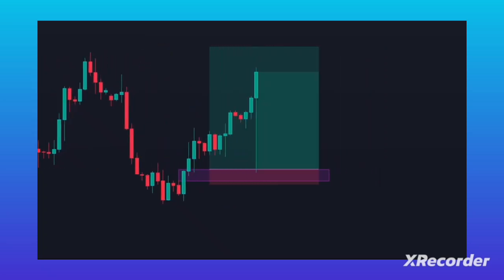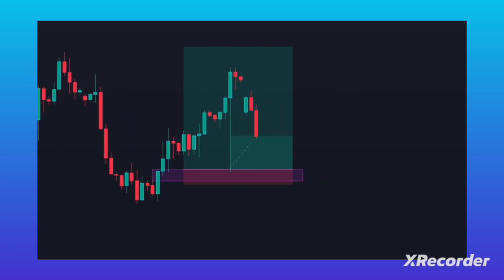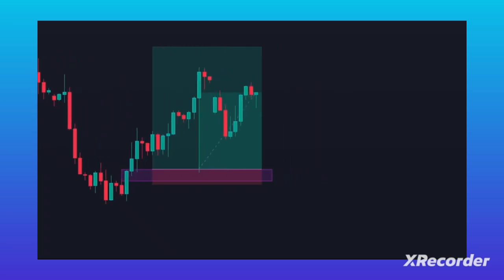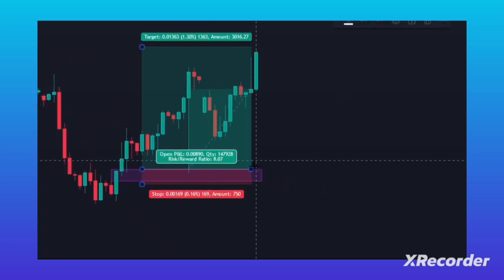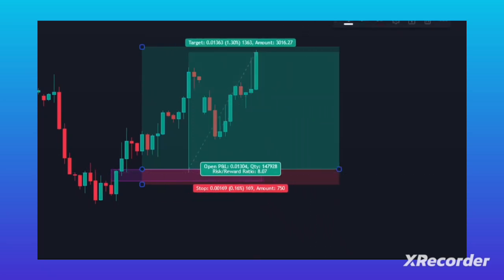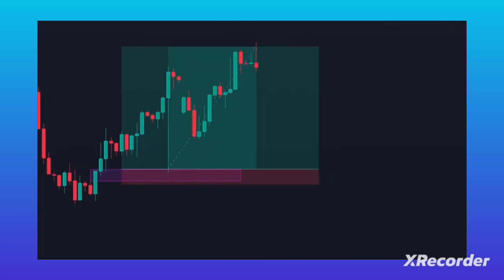Here we have entered the trade on this aggressive candle. We want to see very quick and aggressive reactions on the touch of the imbalance zone. It quickly went to the upside, and we hit take profit.